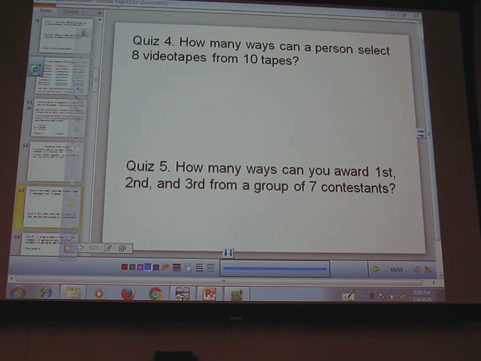Do you want us to simplify that answer, to make it smaller for number 4? I do want probably a number at the end. Yeah, 45, that's right.